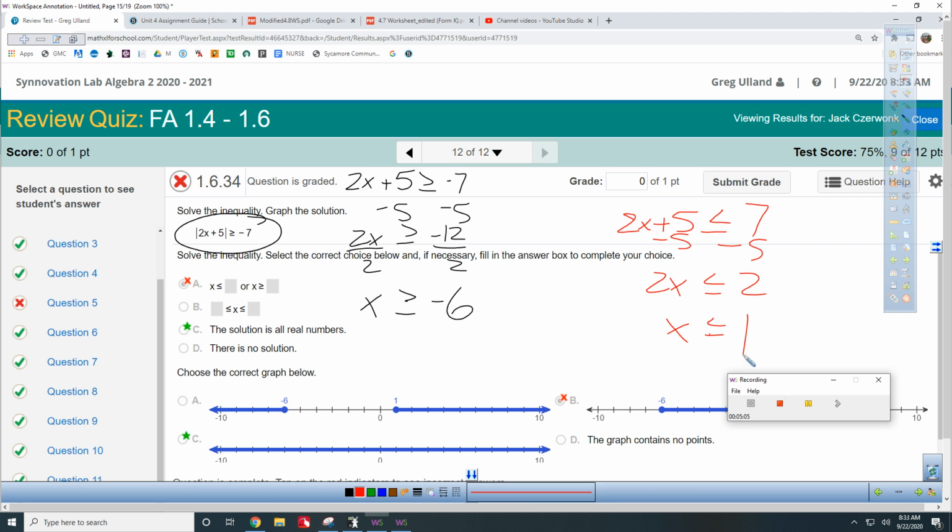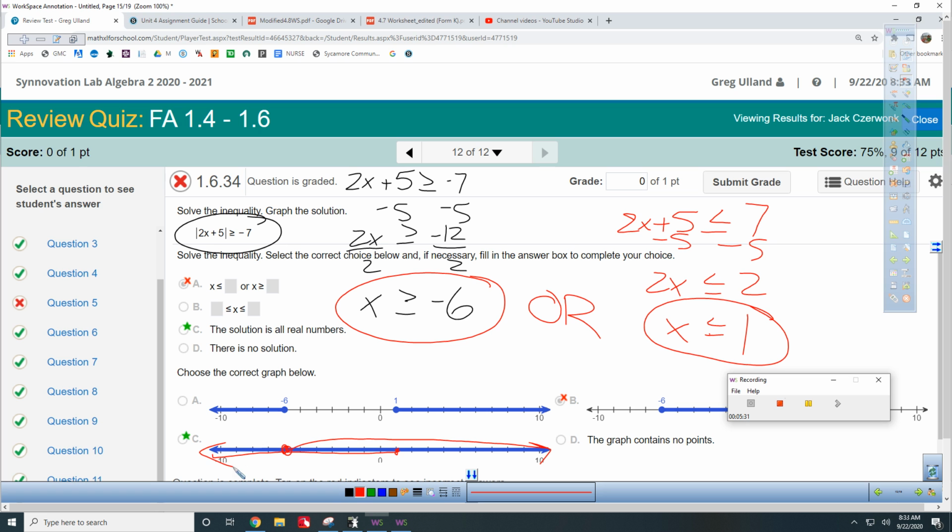So you get x is greater than or equal to negative 6, or, this or is important, x is less than or equal to 1. Well, when you shade this, x is bigger than or equal to negative 6 goes forever in that direction. And x is less than or equal to 1 goes forever in that direction. So therefore, all numbers work for this. Every single number satisfies the requirement.